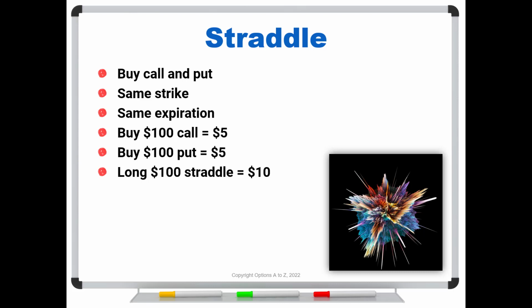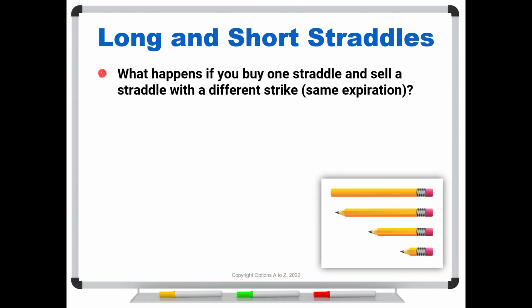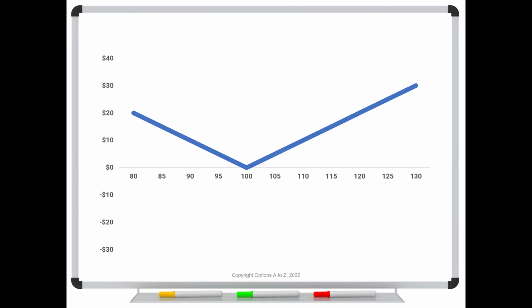Now, most of the time, people buy straddles when they're looking for an explosive move in the stock. They're just not real sure of the direction. Or it could be for a gamma play. There's a number of different reasons that we use a straddle, but we're going to take a little different look at them today. And what we're going to do is to look at long and short straddles. So the question is, what happens if you buy one straddle and sell a straddle with a different strike, but the same expiration? Well, let's look at the $100 straddle.